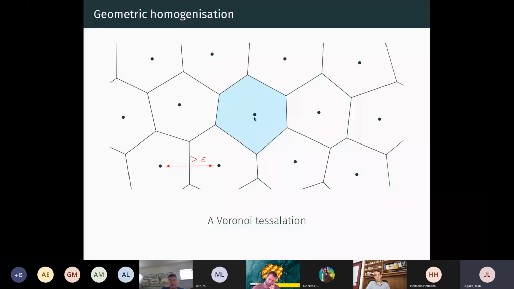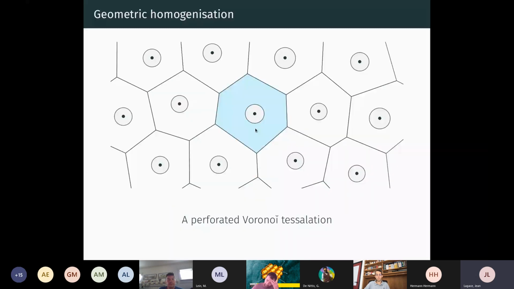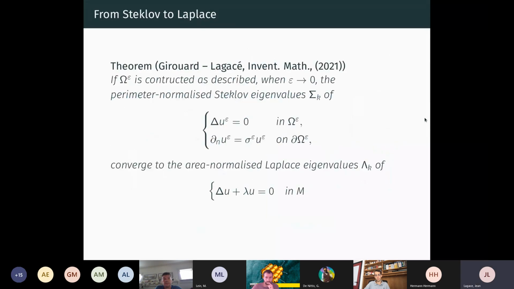And here, these will be my reference cells. However, you can see that they are not all exactly the same shape. They're not exactly squares, all of them. And around every point in this set S epsilon, I will remove a disk with radius chosen so that the perimeter of the disk is equal to the area of the cell. Again, we work with unitless quantity, so we can make sense of having a perimeter equal to an area. That's just a normalization question. And here, so I put those holes around every one of those points, and I will send again epsilon to 0.